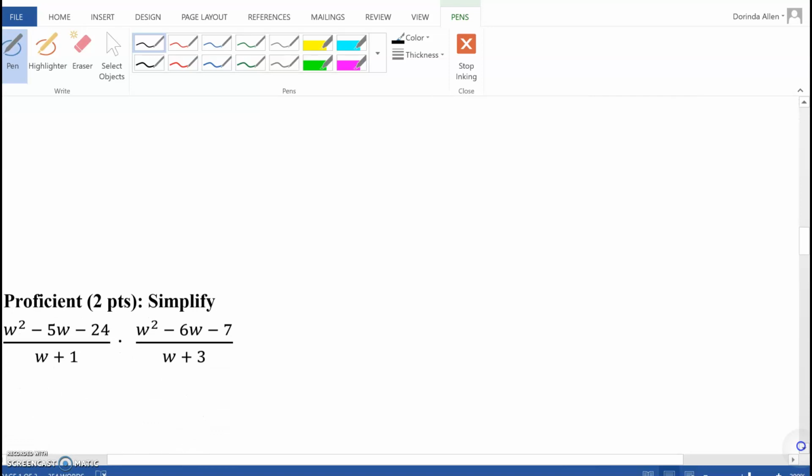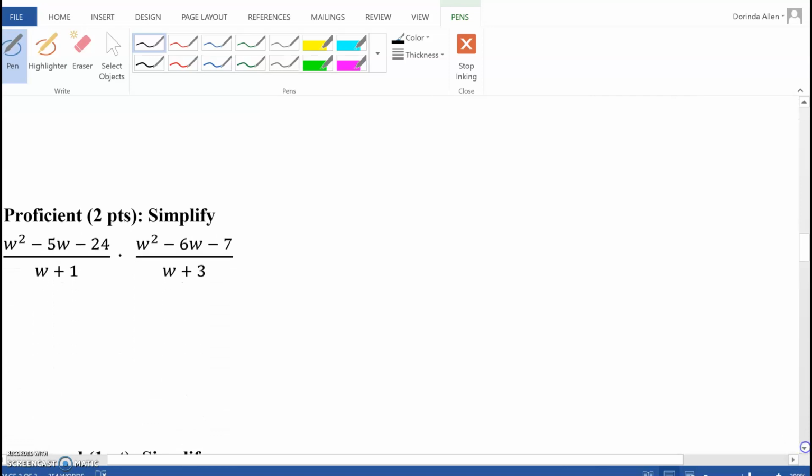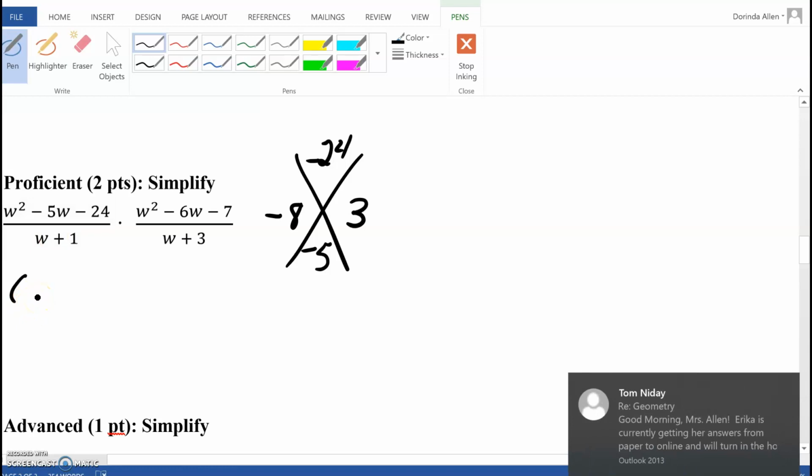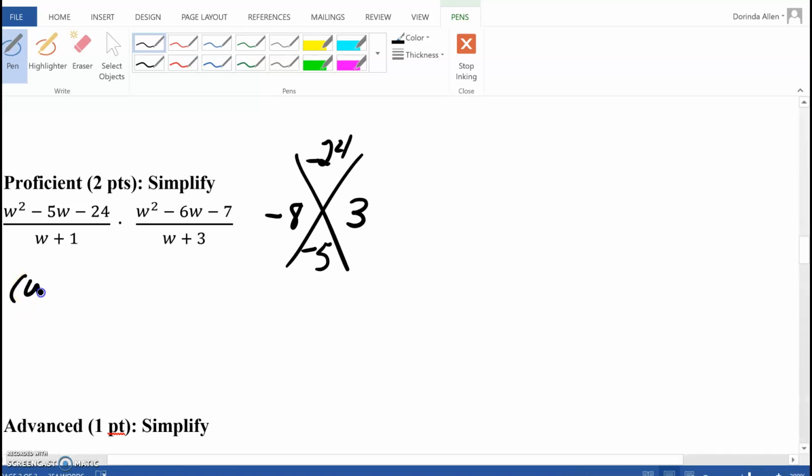All right, so here when we have quadratics, we want to factor. So what multiplies to be negative 24, adds to be negative 5: negative 8 and 3. So the numerator factors into w minus 8, w plus 3, all over w plus 1.